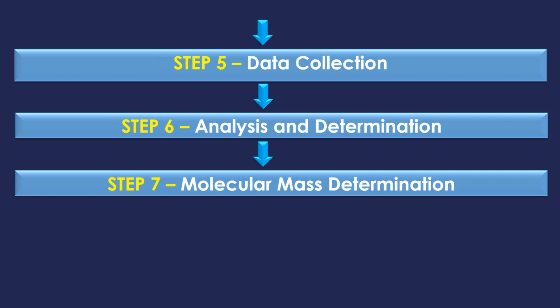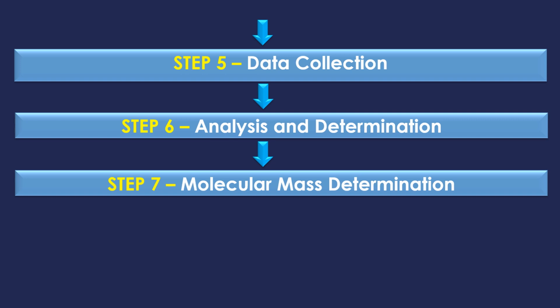Step 5 is data collection. As the biomolecules migrate radially, the distance from the center of rotation is recorded or monitored using the optical system. The data obtained includes the solute concentration and the square radial distance from the center.